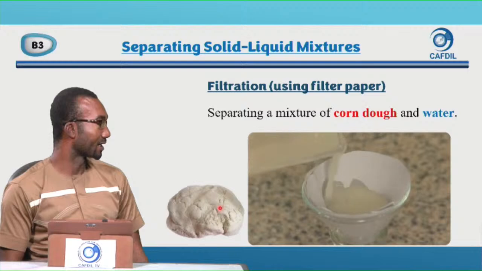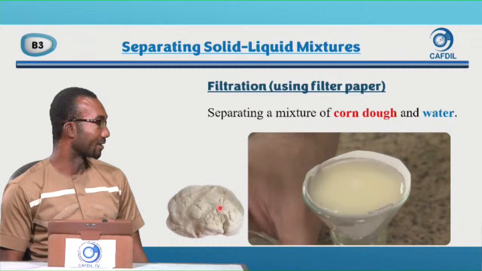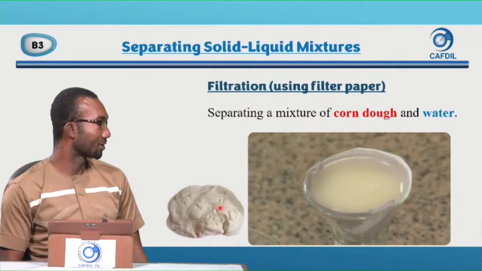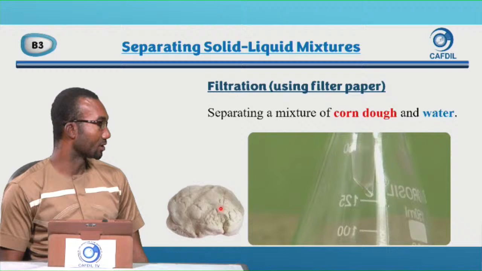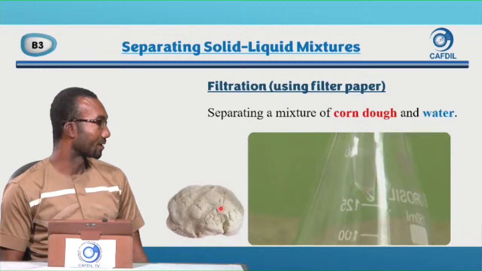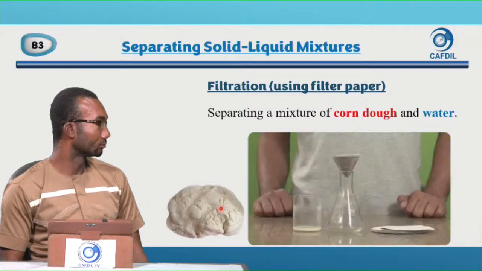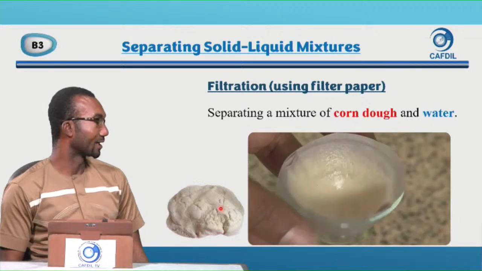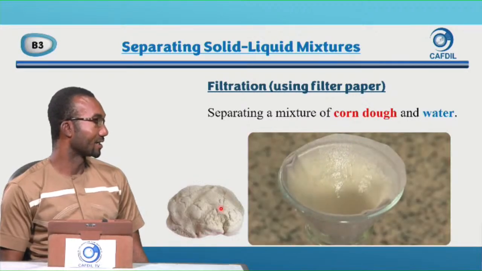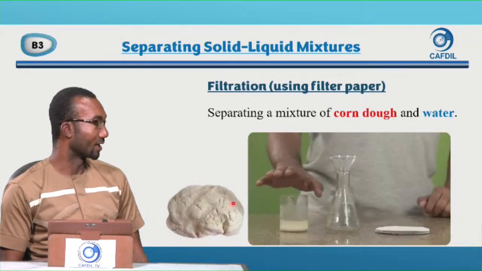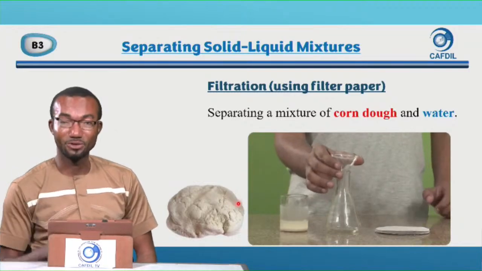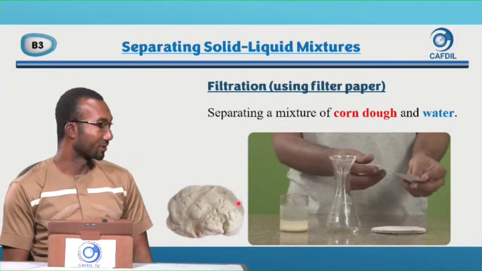You put the filter paper in a funnel, and then you put the beaker under the funnel. So when you pour it, the water will drain slowly through the filter paper to the conical flask down there. And then at the end, the corn dough will be left in the filter paper, and the water will drain into the conical flask. So this is how we use the filter paper.